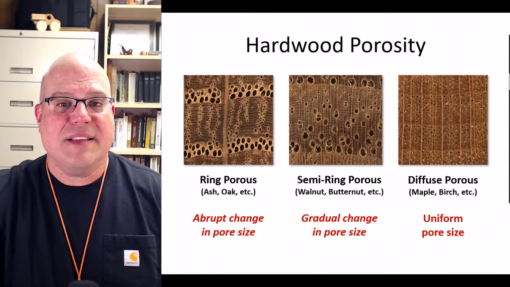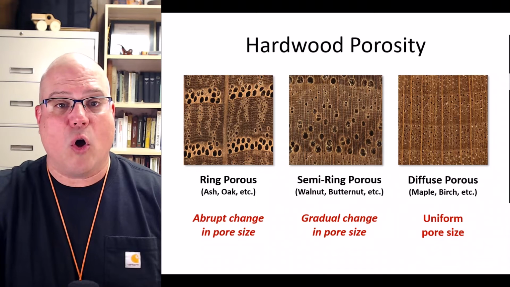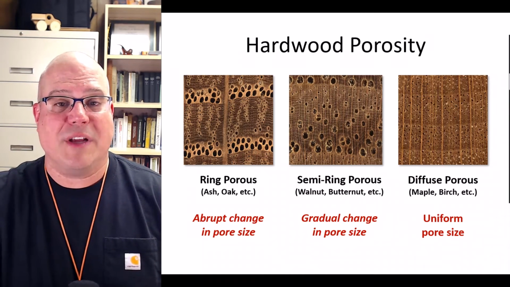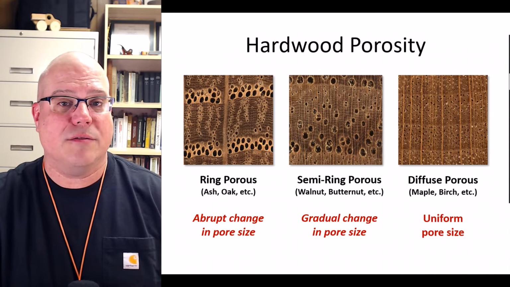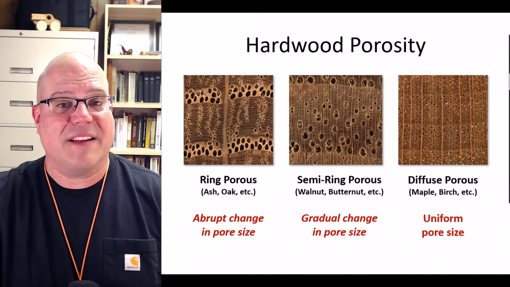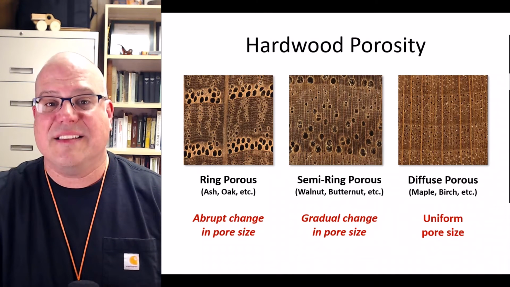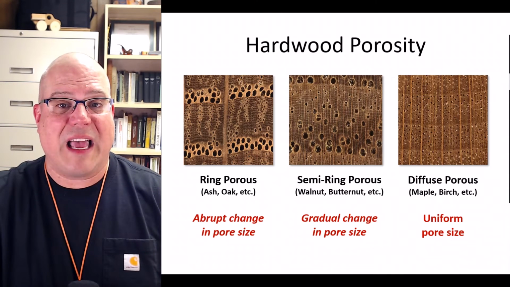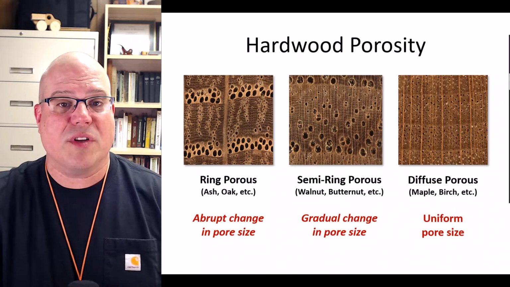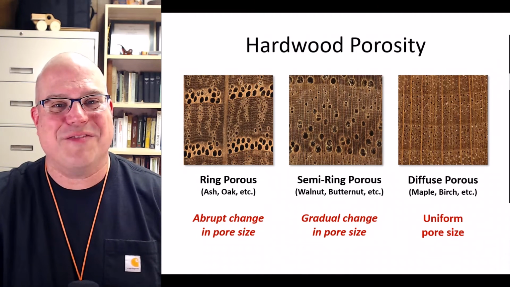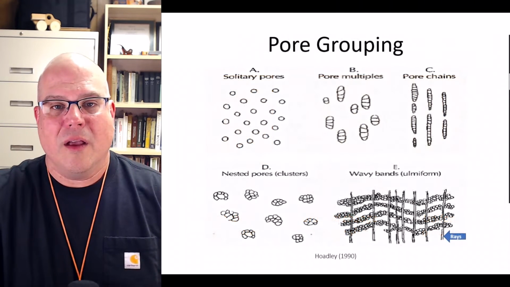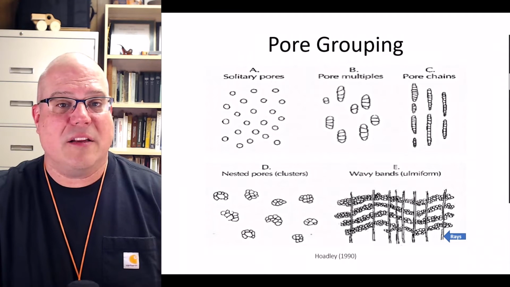Semi-ring porous woods like walnut and butternut also have larger pores in the early wood, but instead of transitioning abruptly, the pore size transitions gradually through the growth ring to smaller and smaller late wood pores. Since the transition from larger to smaller pores is not as abrupt as the ring porous, we call these semi-ring porous. Diffuse porous woods like maple and birch have the same small-sized pores throughout the entire growth ring. Since the pores are all of a uniform size from the early wood through the late wood, we call these woods diffuse porous.